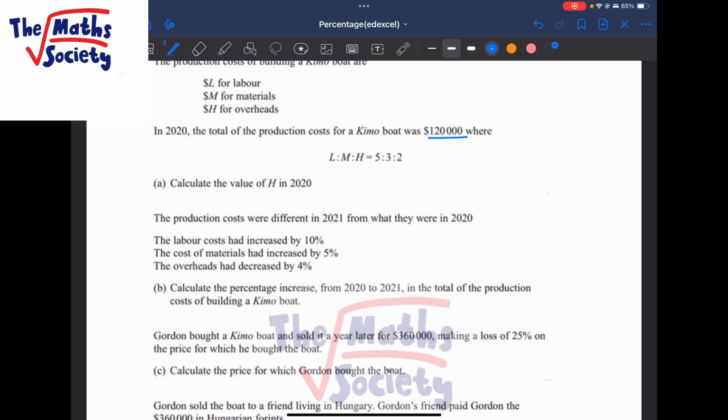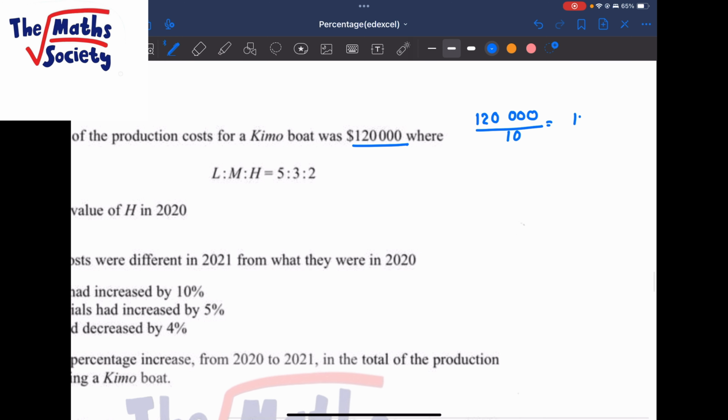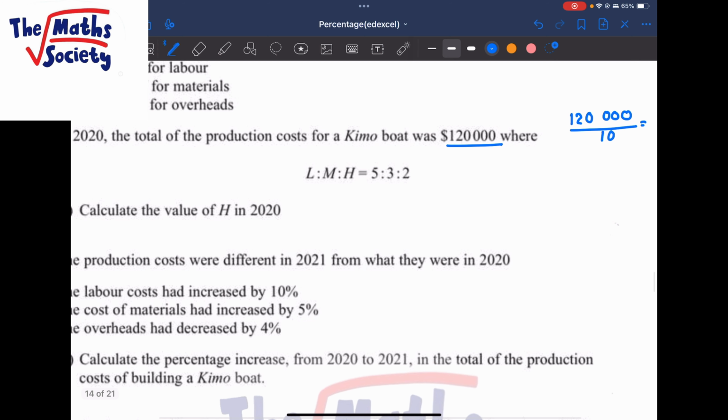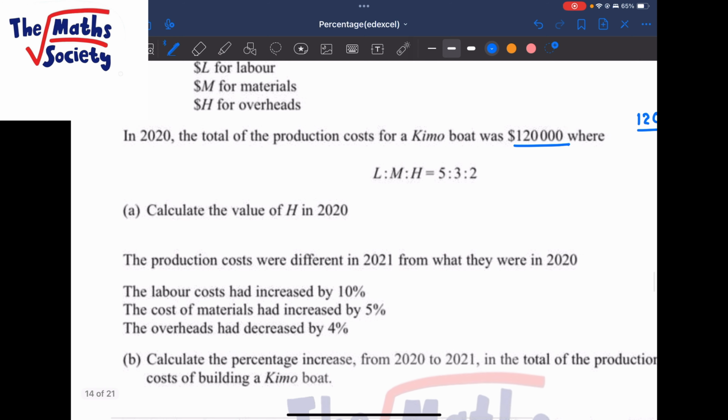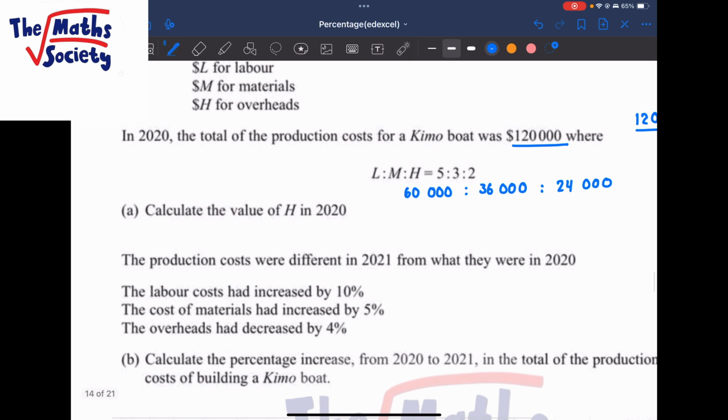So we just want to know how much H is. We know that 5 + 3 + 2 is 10. So 120,000 divided by 10, you will get 12,000 for 1 unit. So then you would get 5:3:2, right? That would be 60,000 is to 36,000 is to 24,000 if you multiply them. So the value of H is 2 units, so that would be $24,000.